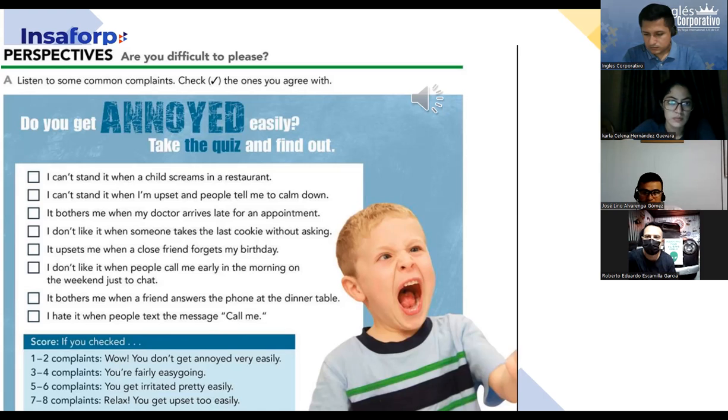I can't stand it when a child screams in a restaurant. I can't stand it when I'm upset and people tell me to calm down. It bothers me when my doctor arrives late for an appointment. I don't like it when someone takes the last cookie without asking. It upsets me when a close friend forgets my birthday. I don't like it when people call me early in the morning on the weekend just to chat. It bothers me when a friend answers the phone at the dinner table. I hate it when people text the message, "Call me."